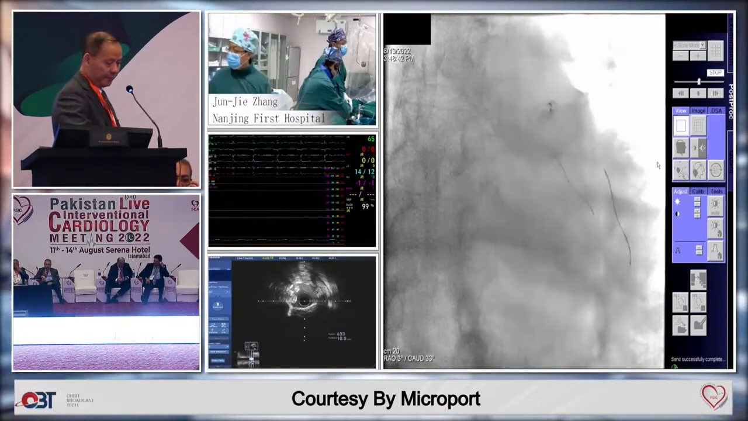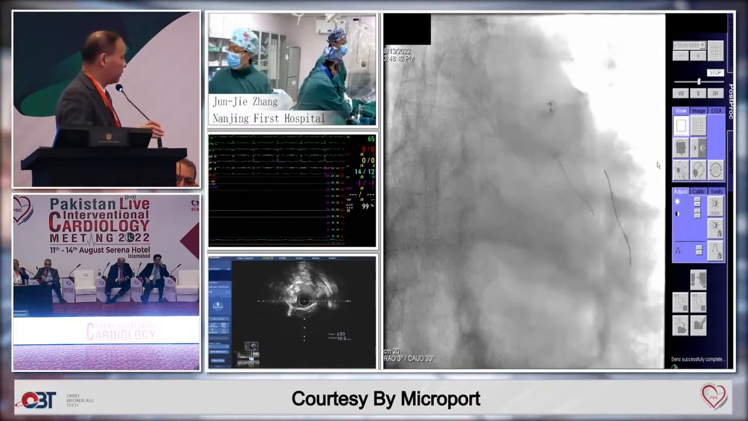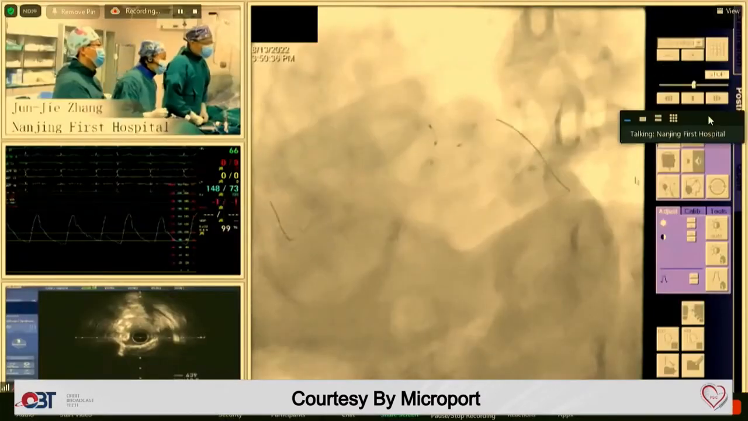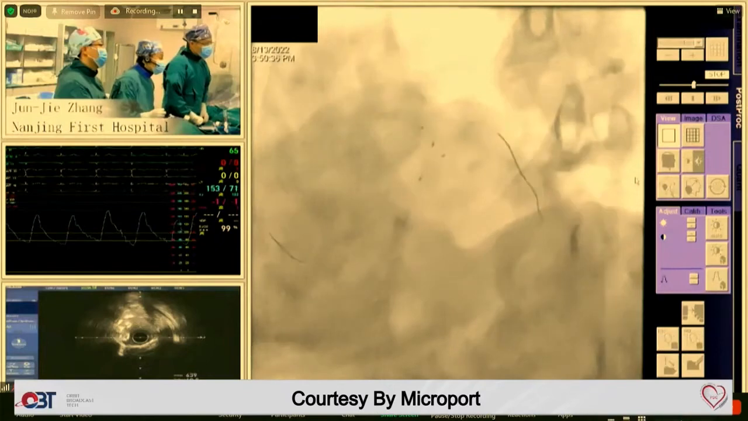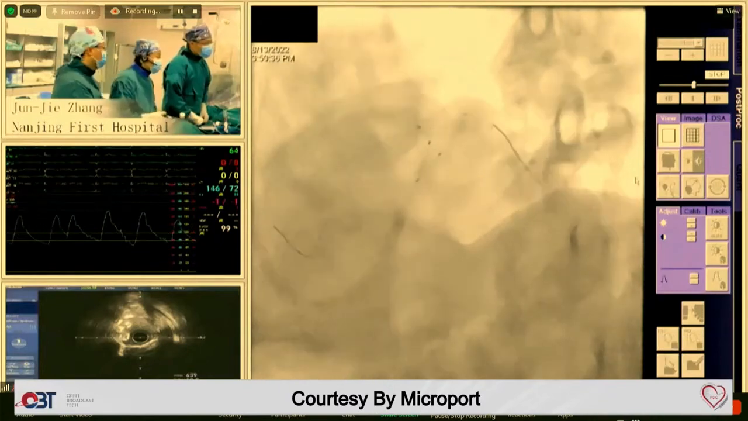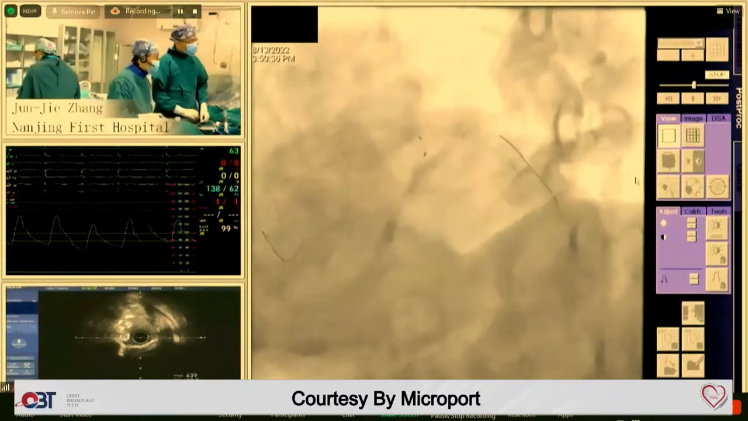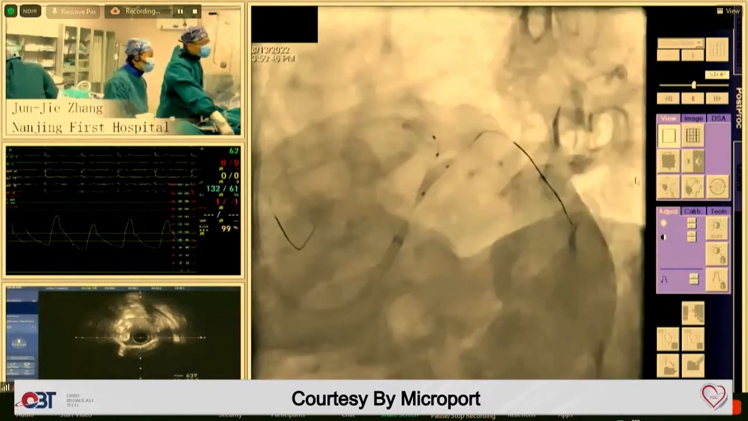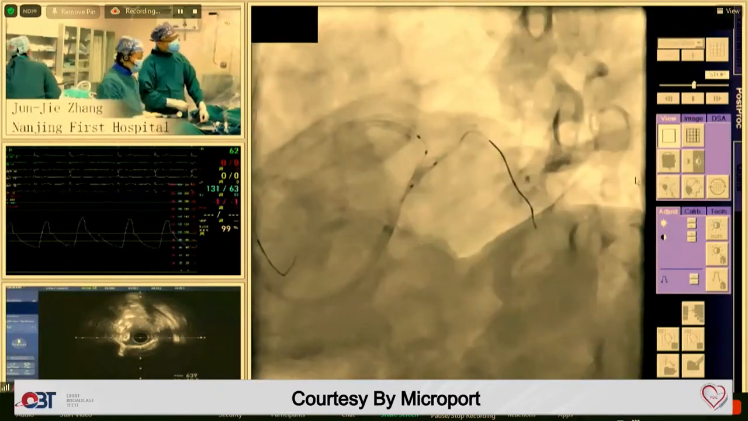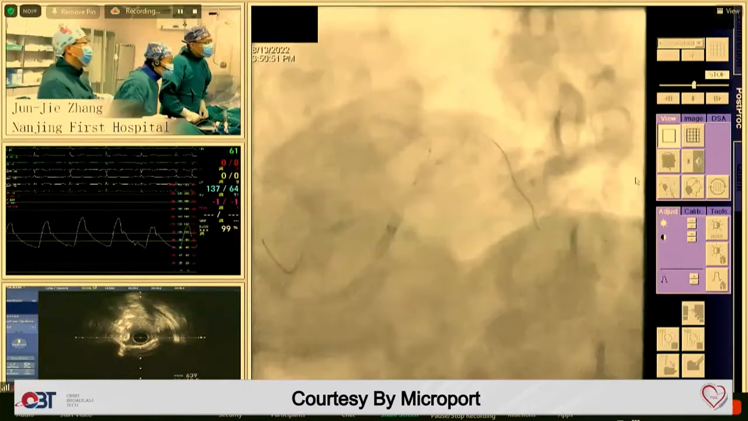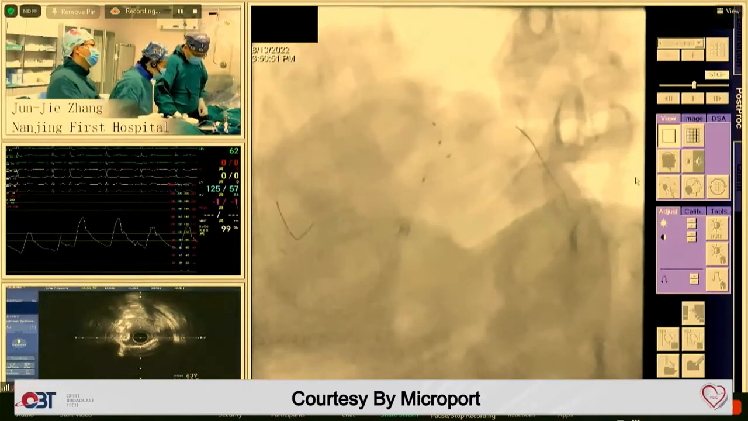So before the first kissing balloon inflation, we sequentially post-dilate the ostial circumflex with high pressure. Okay, now 18. We can see the angiography very clearly. I think the NC balloon has entered into the circumflex. What's the diameter? 3.75. Okay, so with the angle balloon technique.